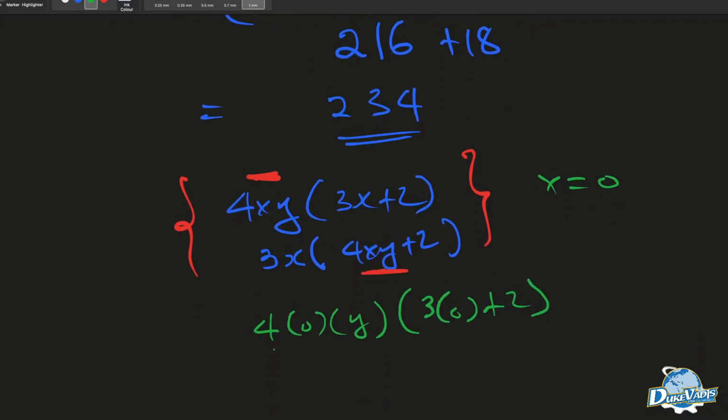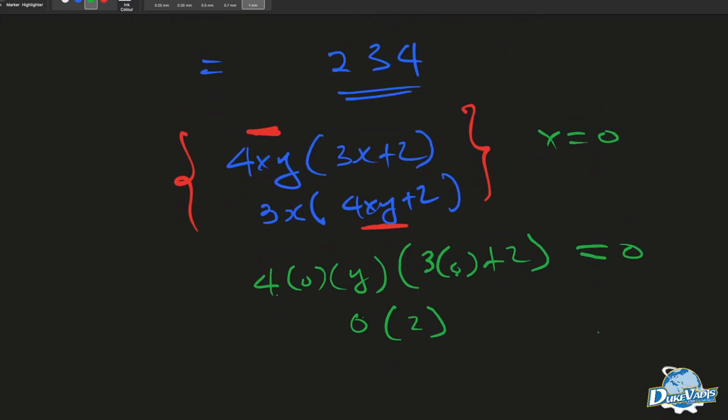Okay, and all this will be nullified to be 0 because 4 times 0 times y is 0. So 0 into bracket 2. So 3 times 0 is 0. So 0 plus 2. So when we multiply, this is 0.